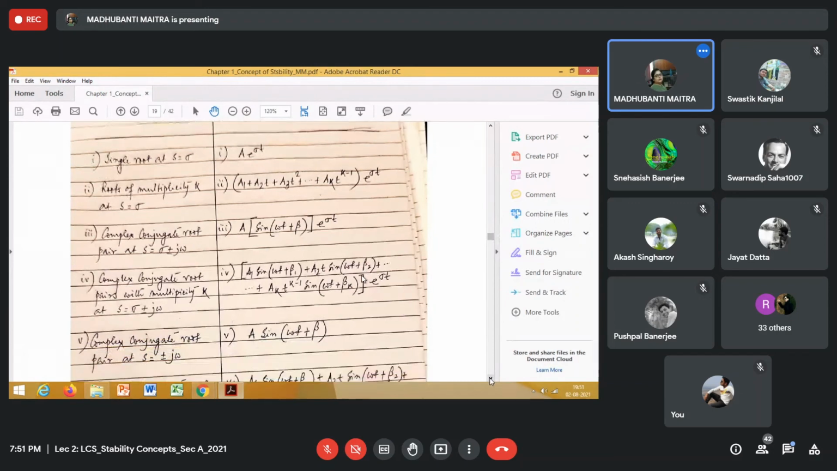Next, please take the Laplace inverse and try to find out the response term. That means try to find out the expression for C(t) for this particular case. That is your assignment.